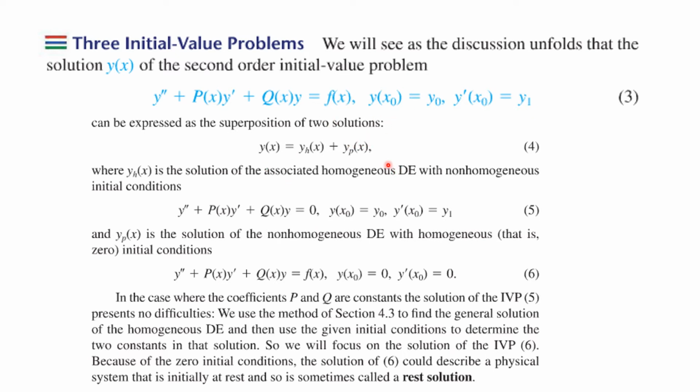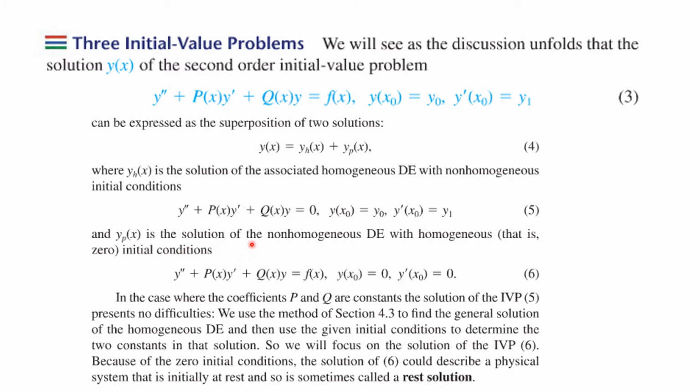But what we're saying is this can be expressed as the superposition of two solutions. So the solution y is going to be a y sub h plus a y sub p. The y sub h is the solution of the associated homogeneous differential equation with non-homogeneous conditions. So we're saying y sub h is a solution to this. It is homogeneous, but we're totally including the initial conditions into this one.